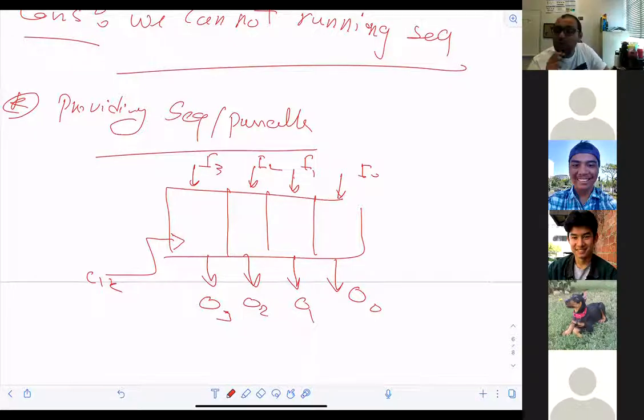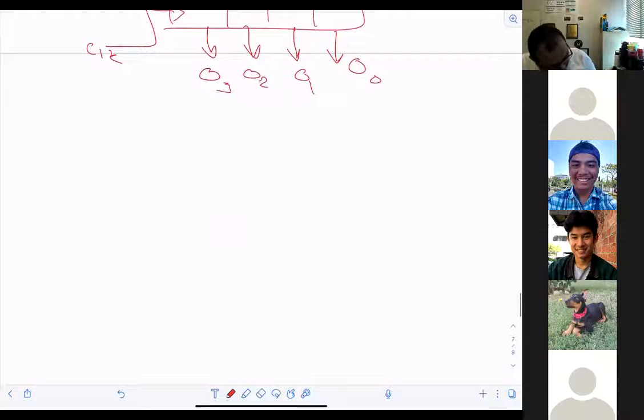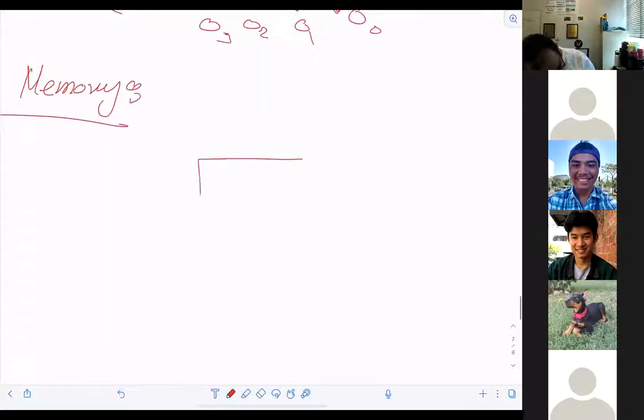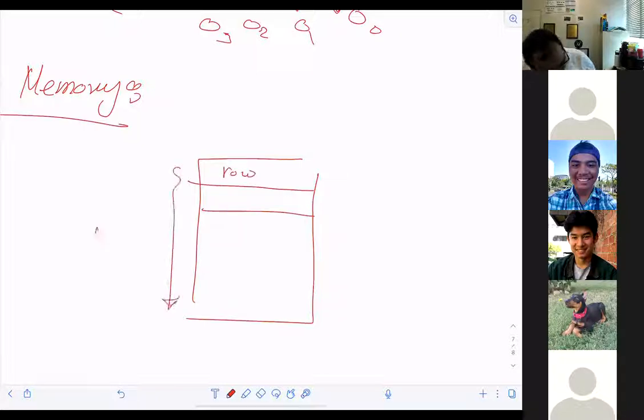Okay. Now I'm gonna show you something very interesting. How can you build something that acts as a memory? So you need to know what a memory is, right? What does memory mean? Stores something? Stores bits? I'll show you. Memory is the following: a pile of data, which is a table, like a table. And it has a row and it has a depth.